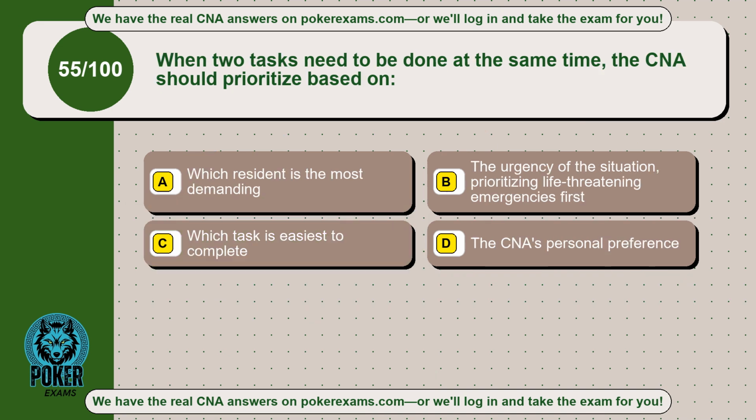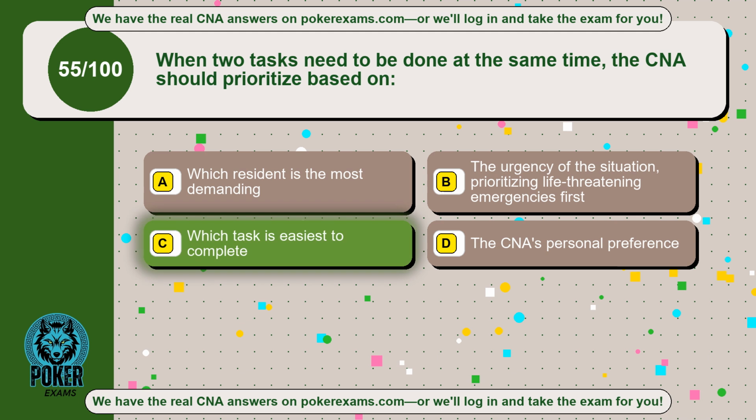Question 55. When two tasks need to be done at the same time, the CNA should prioritize based on: Option A. Which resident is the most demanding? Option B. The urgency of the situation, prioritizing life-threatening emergencies first. Option C. Which task is easiest to complete? Option D. The CNA's personal preference.